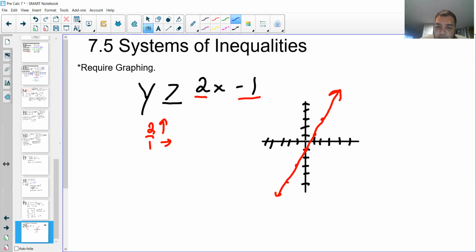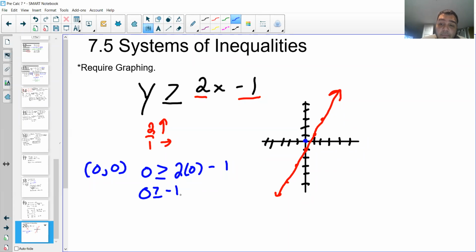Usually the best test point is going to be 0, 0. The reason is, if you plug in a 0 for x and a 0 for y, you cancel out a lot of things, so your math just becomes less. So I'm going to plug in 0, 0 and see if the statement is true or false. So y is 0, is greater than or equal to 2 times 0 minus 1. So I get 0 is greater than or equal to -1.